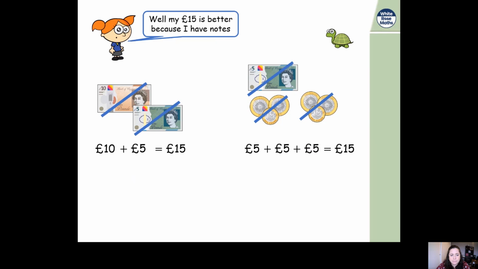Alex says, well, my £15 is better because I have notes. Well, not really, Alex. The most important thing about notes and coins is their value. Now, your 2 notes together have a value of £15, and Tiny's note and coins also together have a value of £15. So they're both equal. Neither is better or worse than the other. Let's be friends, please. I wonder what you're going to spend your £15 on.